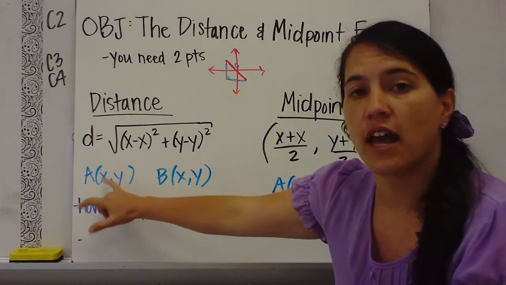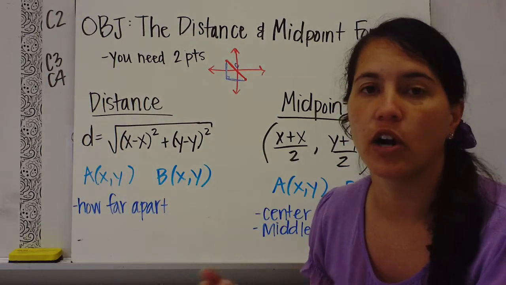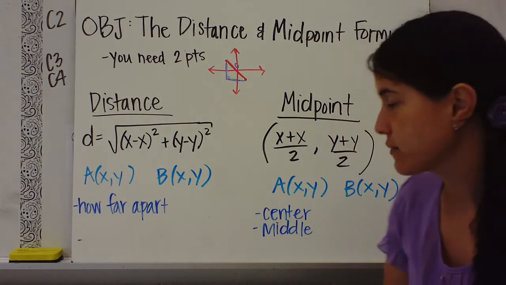You're going to have 2 points, A, x and y, B, x and y. And whenever you have words that say like how far apart, that's going to be the distance formula.